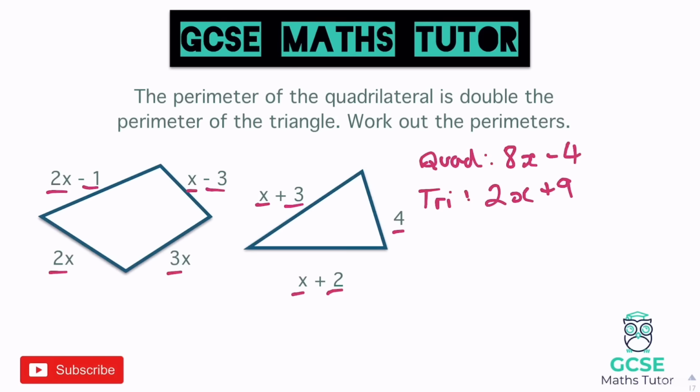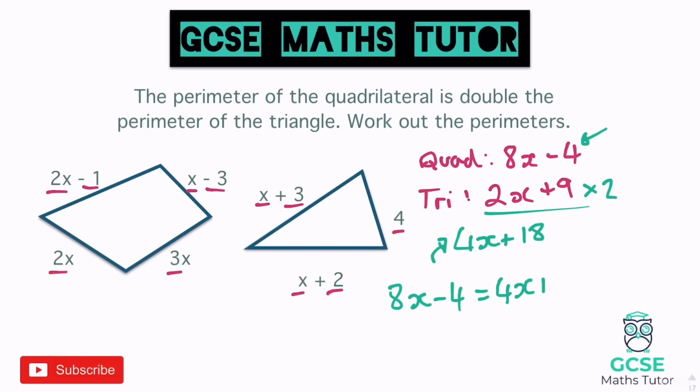Now it says the perimeter of the quadrilateral is double the perimeter of the triangle. So if we double the perimeter of the triangle, then that would be equal to the perimeter of the quadrilateral. If we double that, we get 4x plus 18. Now because those two perimeters are now equal, we can set them equal to each other using an equation. So the perimeter of the quadrilateral, 8x minus 4, is equal to double the perimeter of the triangle, so that's equal to 4x plus 18.